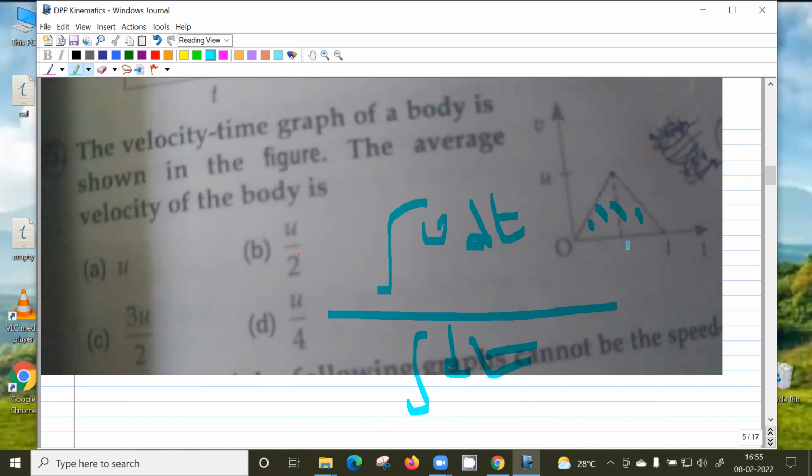So that is half into base into height, so half into t into u divided by t. So it's u by 2. Half will be cancelled, no, sir. I'm taking this full triangle, I'm taking this full base. Okay, and then the base will cancel with this dt. So check the answer. This is question number 15 or what?